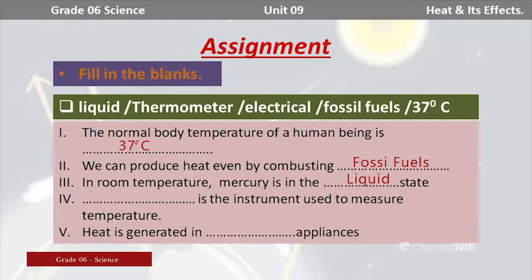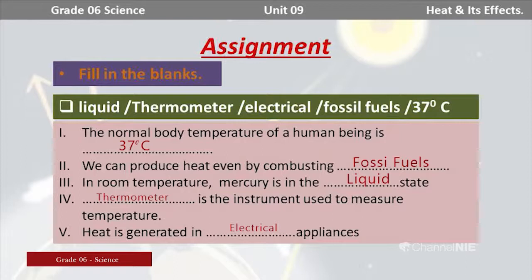Have a look at the fourth one. Is the instrument used to measure the temperature? You all know the answer. An easy question. What is the answer? Thermometer. Thermometer is the instrument used to measure the temperature. Heat is generated in which appliances? Right? What is the remaining answer? Electrical. Heat is generated in electrical appliances. Right? Now, the sentences are complete.